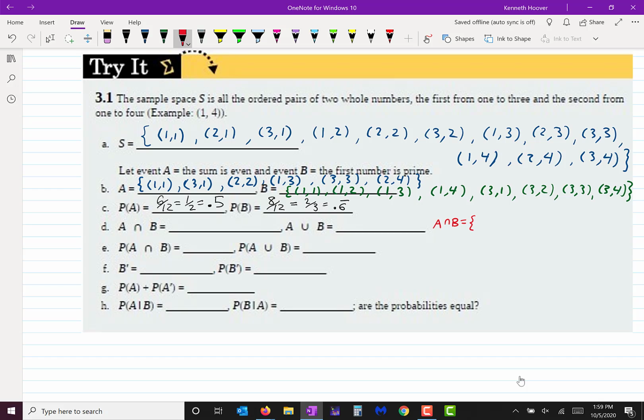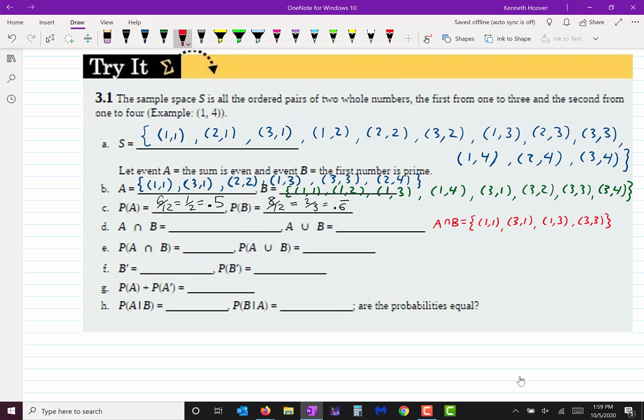So that is the set of all outcomes that are in A and also in B. I notice there's 1, 1. What else? 3, 1. Anything else? 1, 3. What else is in A and also in B? 3, 3. That's it. So what's the probability of A intersect B?